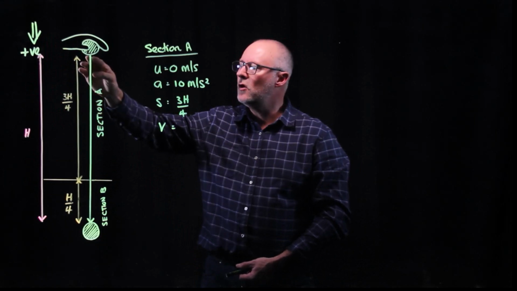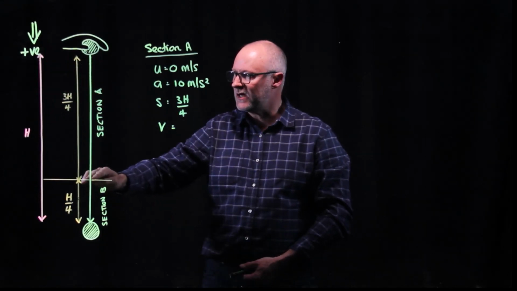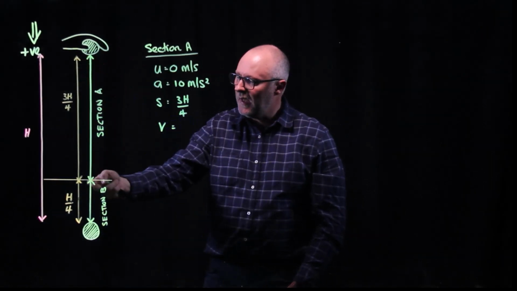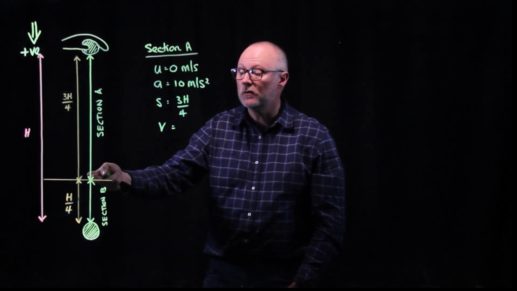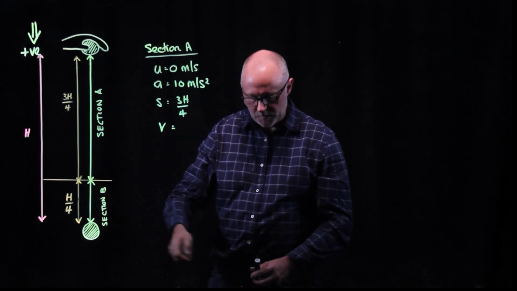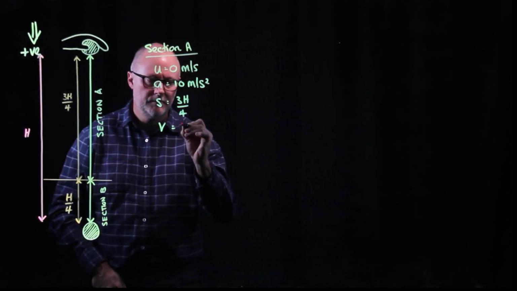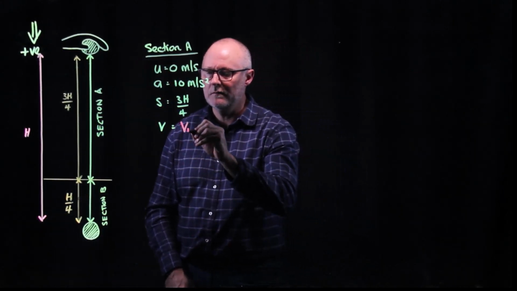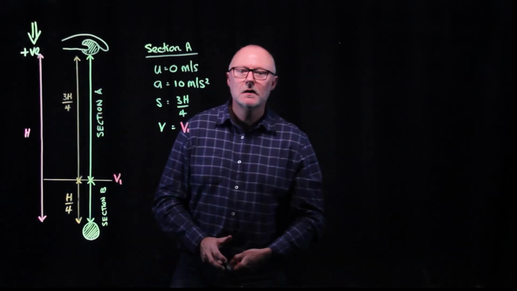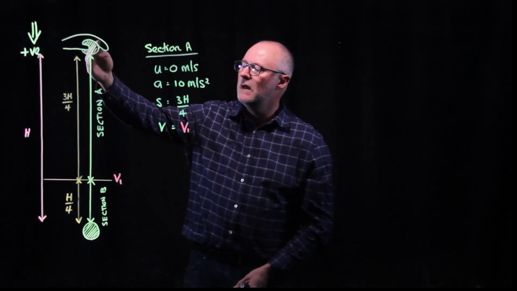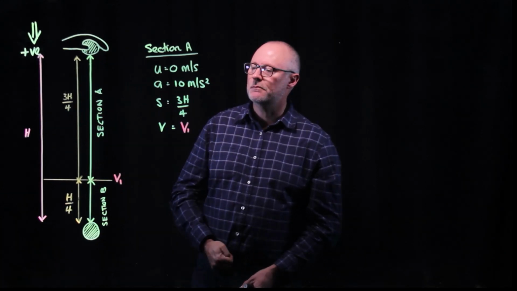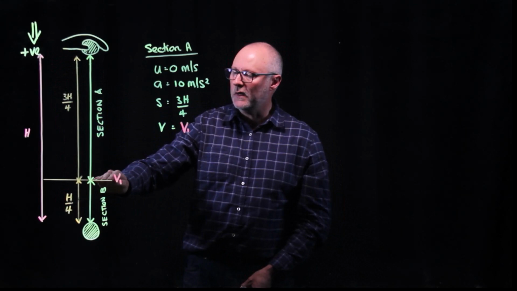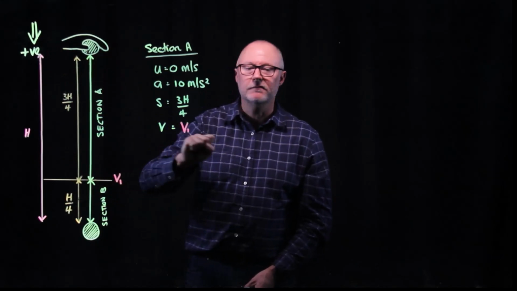Now, interestingly enough, we don't know the value of v when it reaches the end of section A. However, we do know that the final velocity at the end of section A becomes the initial velocity for the start of section B. So I'm going to call that v with a different colour. In fact, I'll call it v1. So once again, the ball starts with an initial velocity of 0, it accelerates downwards at 10 meters per second squared. It covers a displacement of 3/4 of the total h, and at this point it has a final velocity for section A of v1.